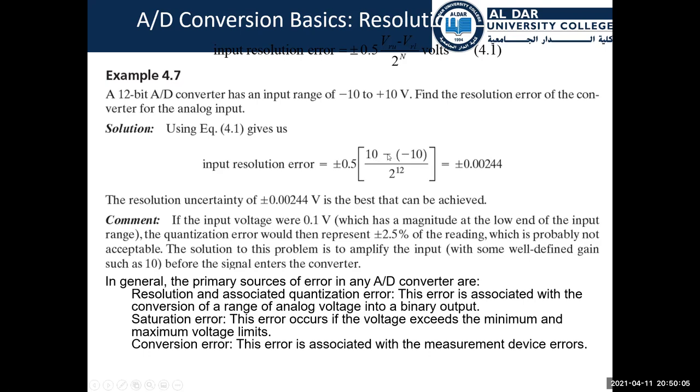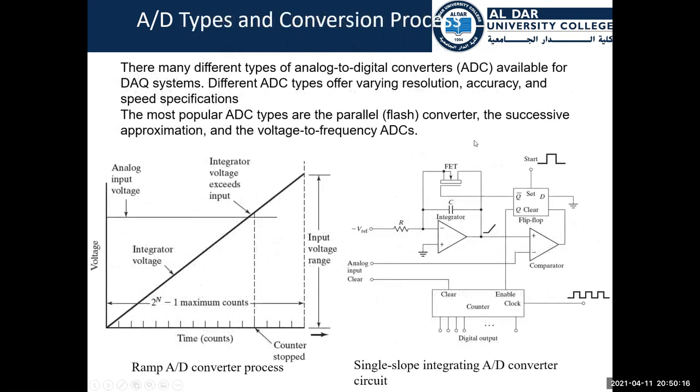This is going to give a smaller number than this, and we have the resolution error will be increased. Okay. Now, how to see an analog to digital converter? If we have an integrator voltage like that, here we have the voltage reference, and here we have the integrator, which is the capacitor.